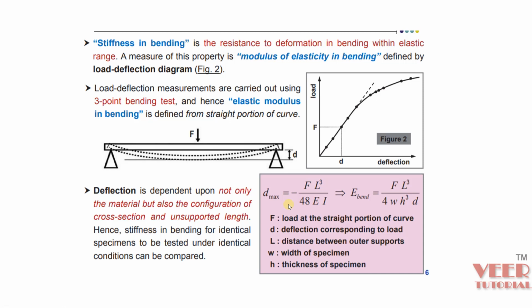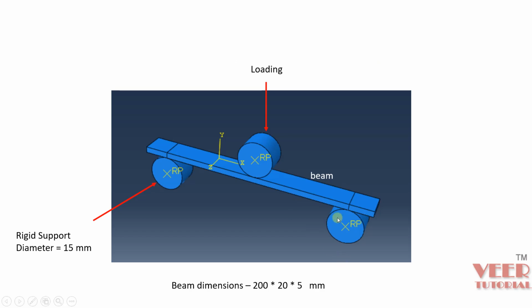Now let's perform this analysis in the Abaqus software. First of all, let's define our problem. Here in this problem, we have a specimen. I am applying the load from the vertical direction, and the two supports are held rigid. Dimensions are given as 200 by 20 by 5, and the diameter for the rigid support is 15.